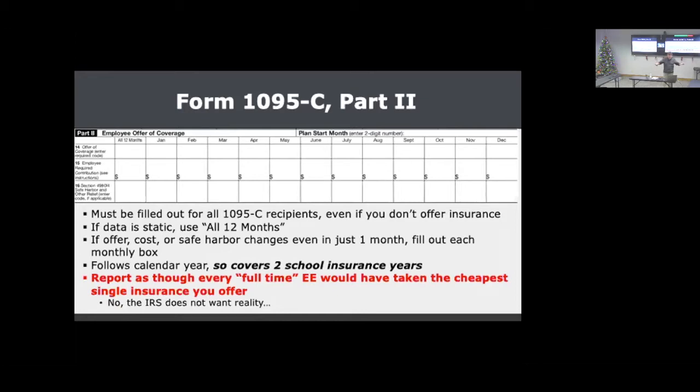Not the full family plan, not could they enroll their kids and spouse and pay for it themselves, not what was the board willing to pay for, right? The cheapest single plan is what we're using. And we'll talk more about that, but I just want to keep emphasizing that part of it, because every year I get the question of, well, Bobby, do I have to report it differently? These ones took the high deductible and these ones took the PPO. And the answer is no, they should all be the same because we're using the cheapest single plan for everybody.